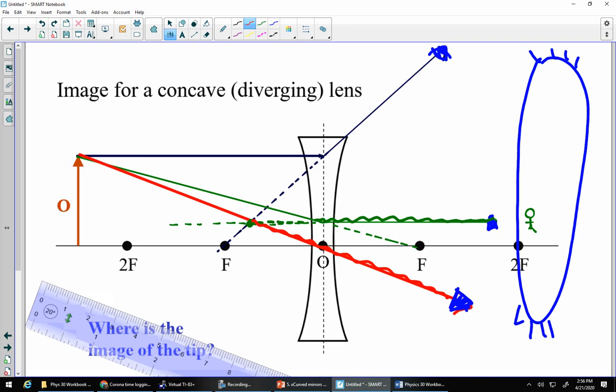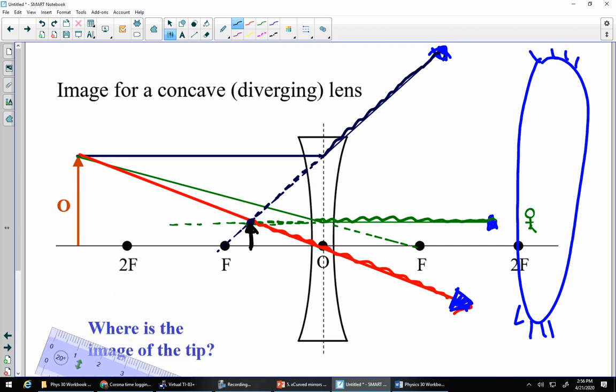And then what's the other one? The purplish one. That color I think I used. This one looks like it's coming from somewhere back here as well. So all three of those rays look like they're coming from right here. All three of those rays tell us that that's where my image is.